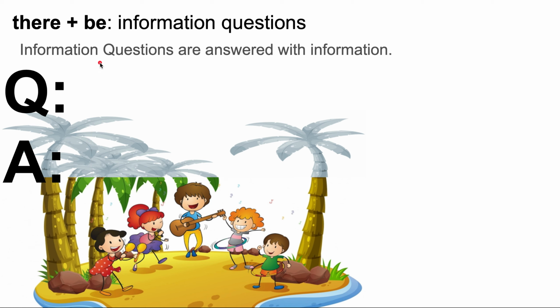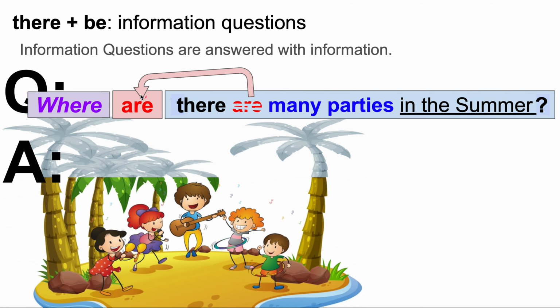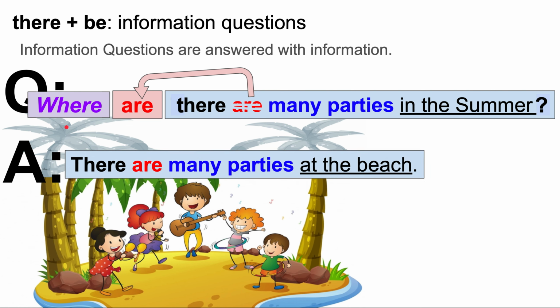Now, information questions are answered with information. So we have our sentence, there are many parties in the summer. Let's make a yes, no question. Are there many parties in the summer? And a WH question, where are there many parties in the summer? And the answer, there are many parties at the beach.